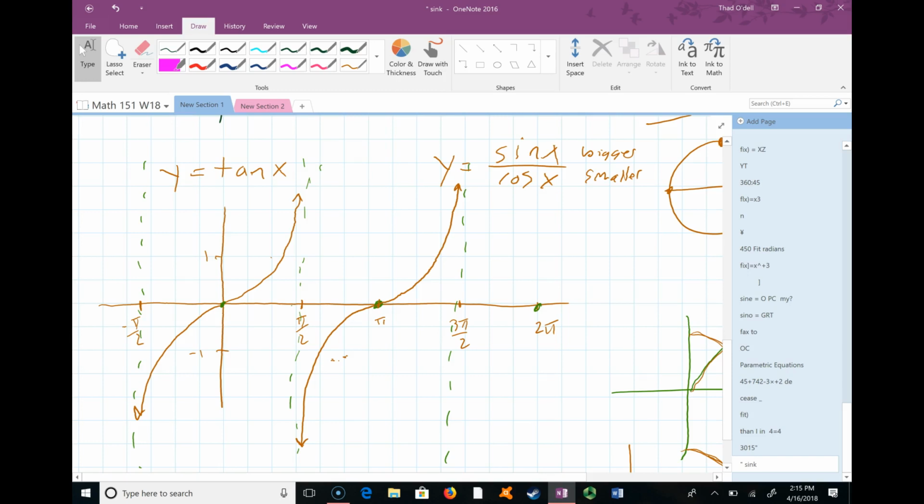Okay, so I think I'll stop the video there. That's three of them. The other three are reciprocal functions, so I'll make another video talking about the graph of the other three.